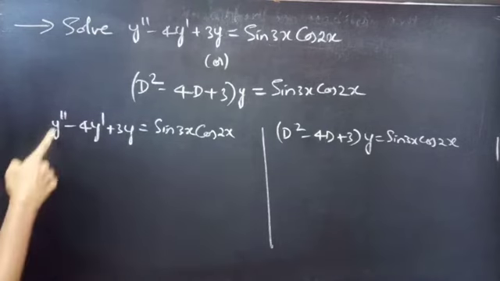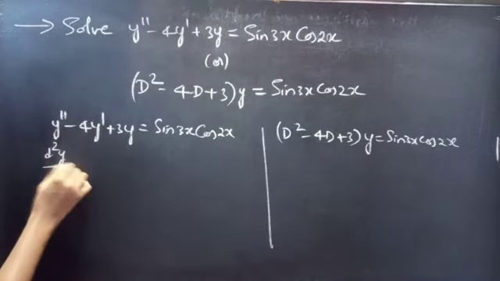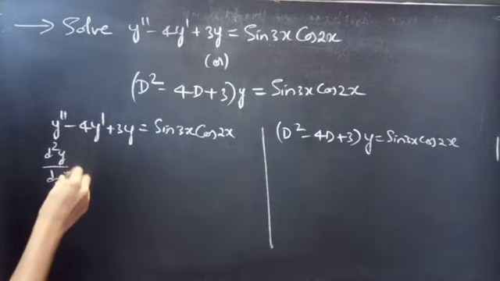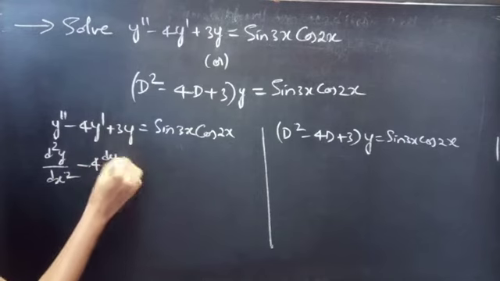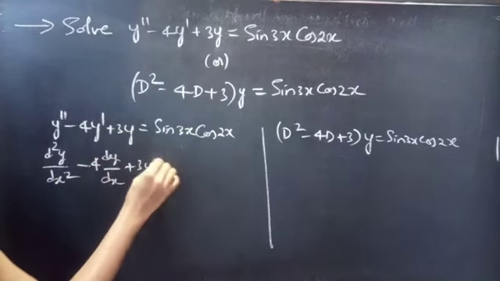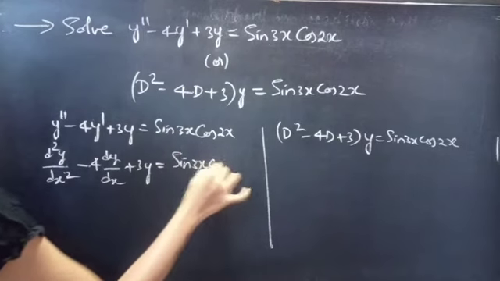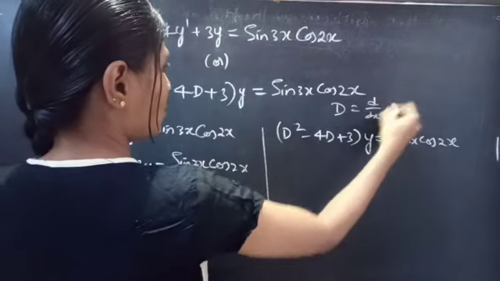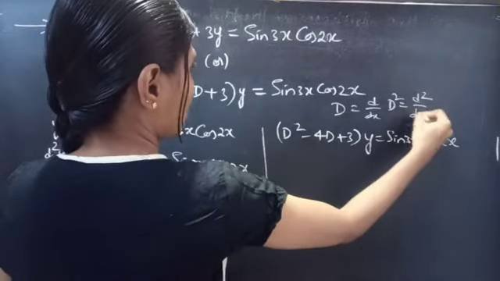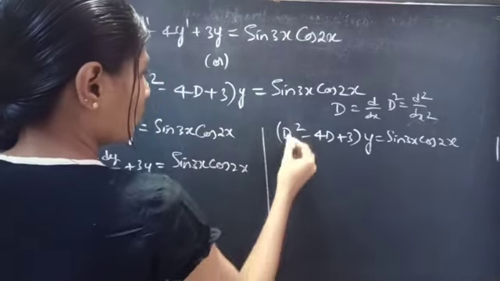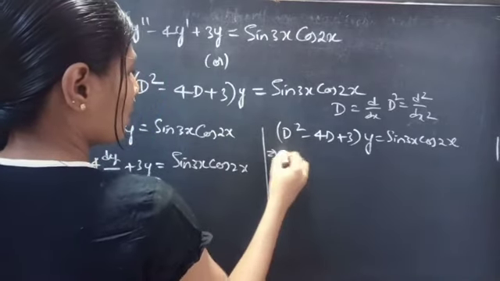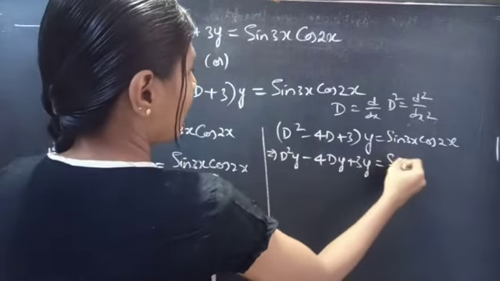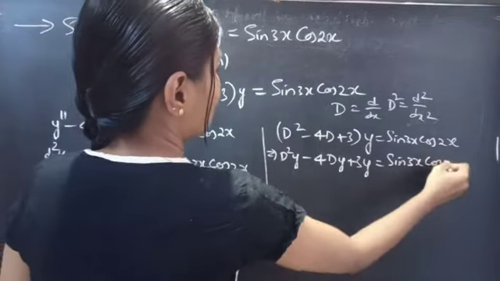We know that we can write y double dash as d square y by dx square. Here x is an independent variable and y is a dependent variable, right? Minus 4 into dy by dx plus 3y equals sin 3x cos 2x. Likewise, we can write the differential operator D equals d by dx, then D square will be d square by dx square. Now we'll multiply the three terms with y, then we'll get D square y minus 4 Dy plus 3y equals sin 3x cos 2x.